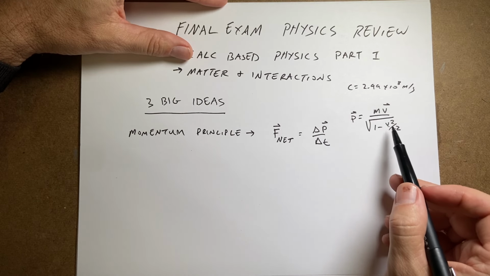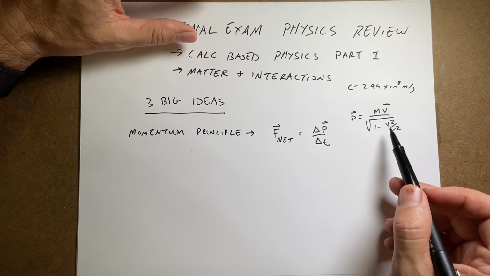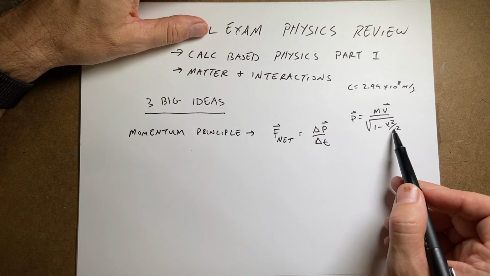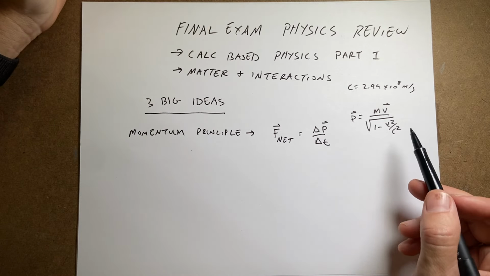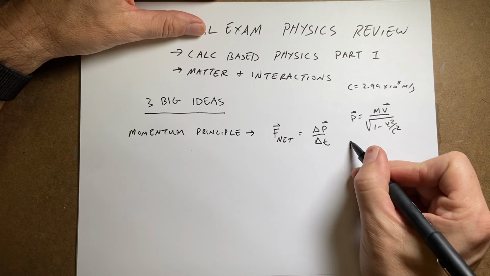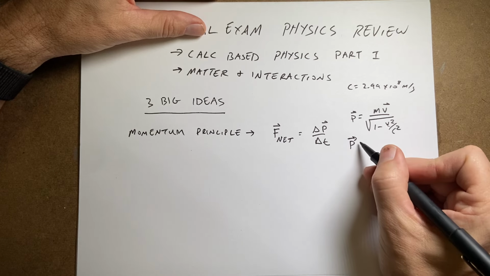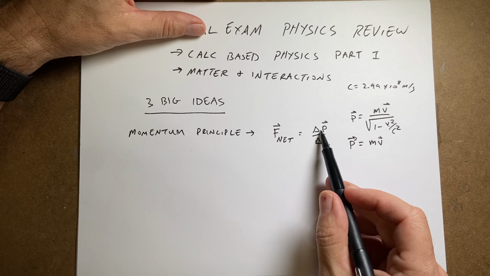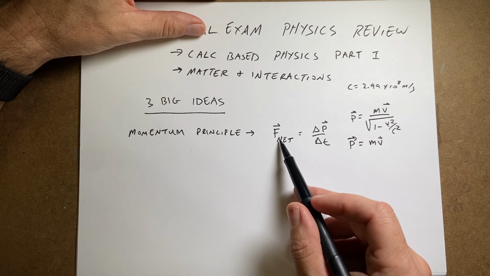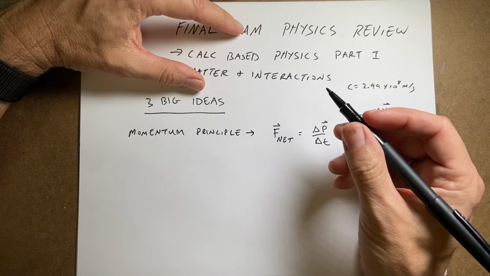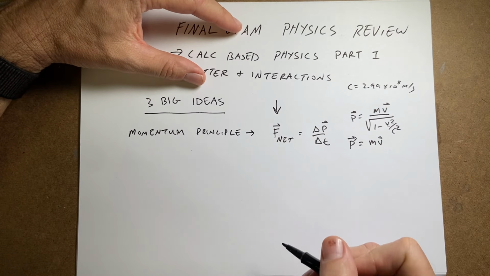Now, if the velocity is really, really slow, like the fastest bullet you could ever shoot, then v over c squared is going to be essentially 0. So p is, in most cases, going to be approximately equal to just the mass times velocity. So this says the change in momentum divided by the change in time is equal to the net force. And really, it says something important. It says, what do forces do?